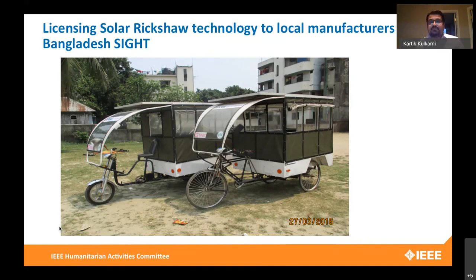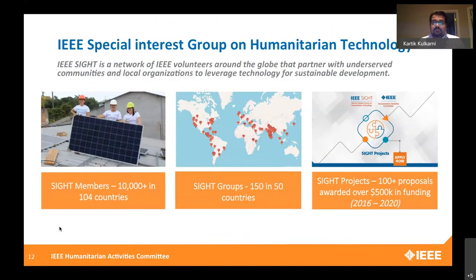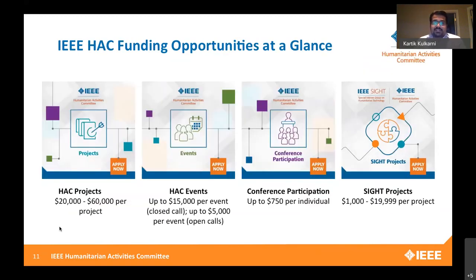There are many, many examples coming from India, Southeast Asia, and other parts of the world. So, we have more than, I think, around 150 groups in 50 countries. They're called SIGHT groups, special interest groups on humanitarian technology. We have over 10,000 SIGHT members in over 104 countries. And we have funded over 100 projects in the last 4 or 5 years. In 2016, I served as the first chairman of the SIGHT steering committee. And this was a very special opportunity for me to see this huge growth in the volunteer interest across the world.